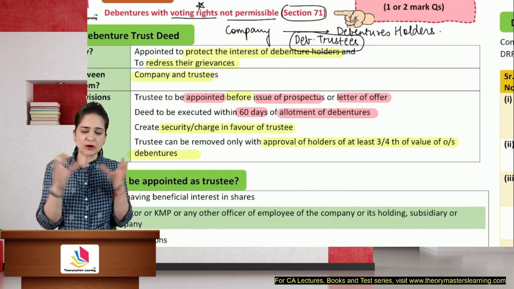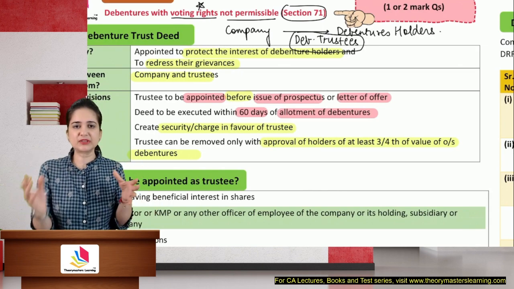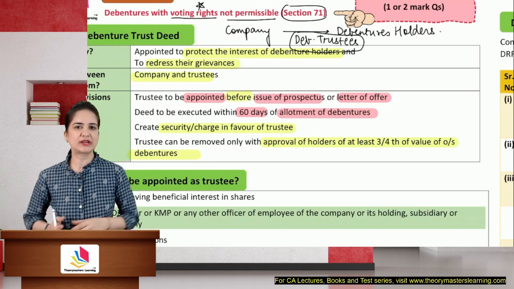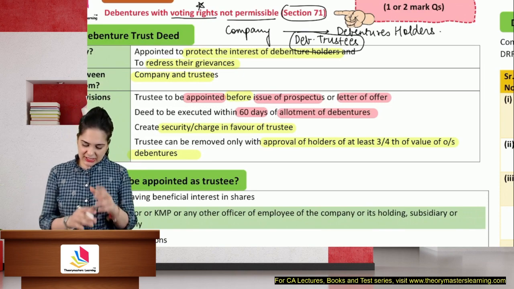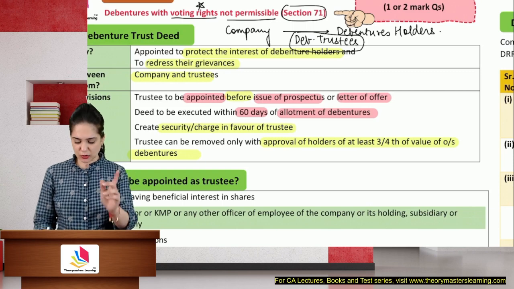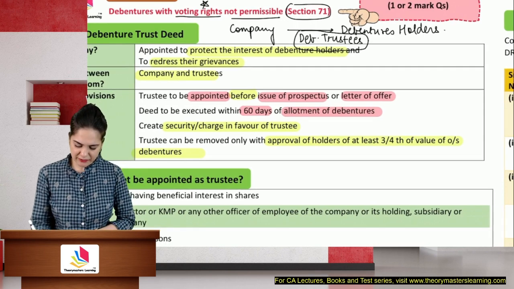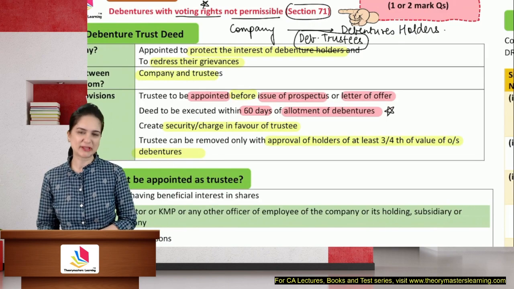So if 1 lakh of outstanding debentures for the current year, 3/4. If they give their approval, only then we can remove the trustee. So these are few points relating to trustee and trust deed. Most important is when can we appoint them? They are appointed within 60 days of allotment of debentures.